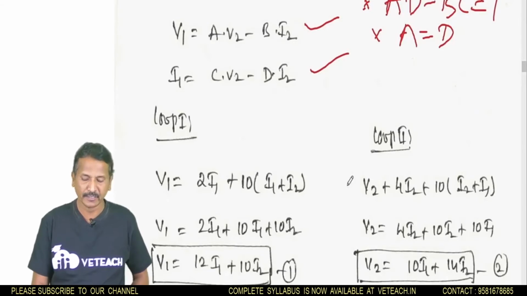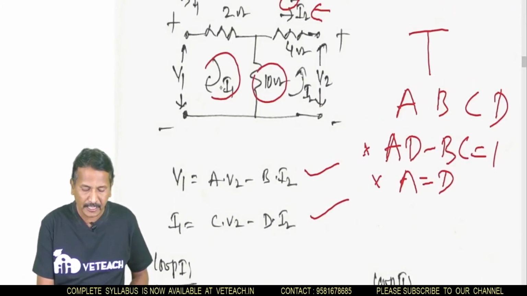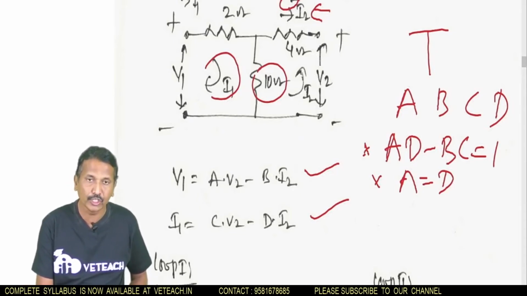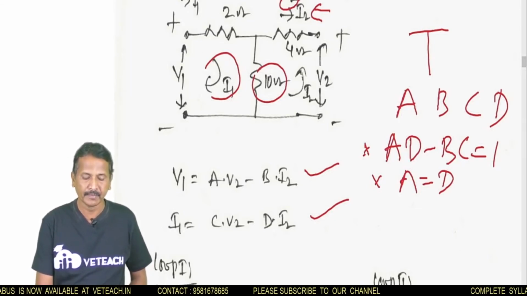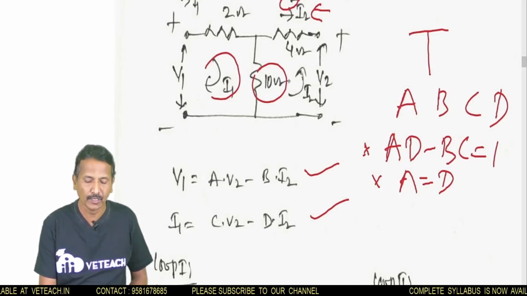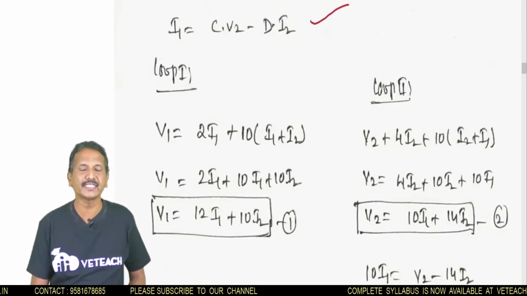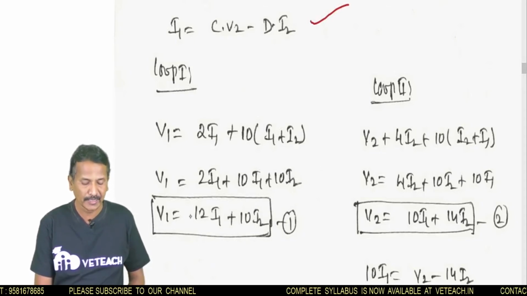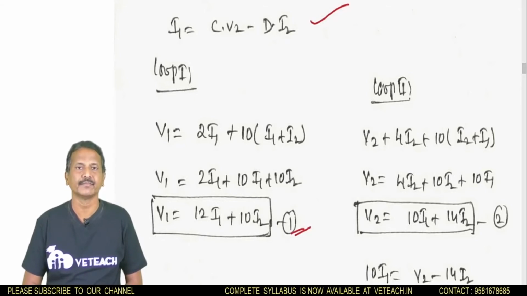Now the loop 1 equation. Here the 10 ohm lies in between the two loops, so in the 10, current moves from I1 to I2 or I2 to I1. First of all we take loop 1 as 2 into I1 plus 10 into, see the direction, this is clockwise and this is also clockwise, so both values will be plus. So 2 into I1 plus 10 into I1 plus I2. If you simplify this, 2I1 plus 10 I1 plus 10 I2, then 12 I1 plus 10 I2. Take this as equation number 1 by using KVL.